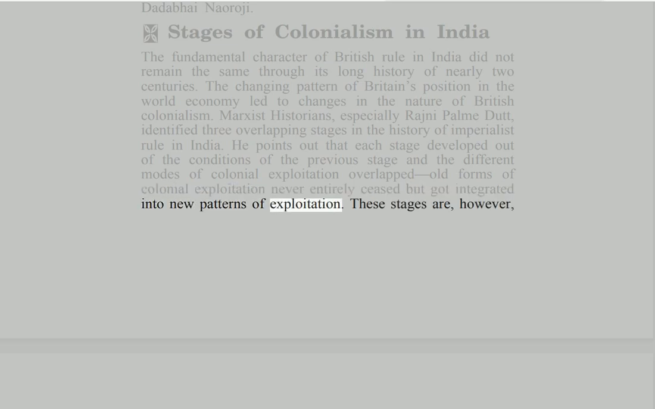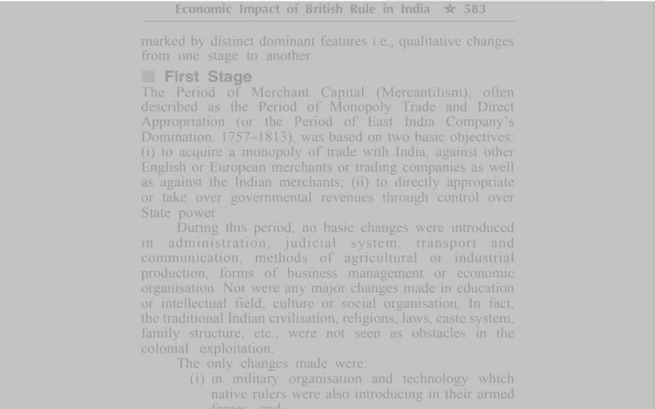These stages are, however, marked by distinct dominant features, that is, qualitative changes from one stage to another. First stage, the period of merchant capital, mercantilism, often described as the period of monopoly trade and direct appropriation, or the period of East India Company's domination, 1757-1813, was based on 2 basic objectives: 1. to acquire a monopoly of trade with India, against other English or European merchants or trading companies as well as against the Indian merchants, 2. to directly appropriate or take over governmental revenues through control over state power.